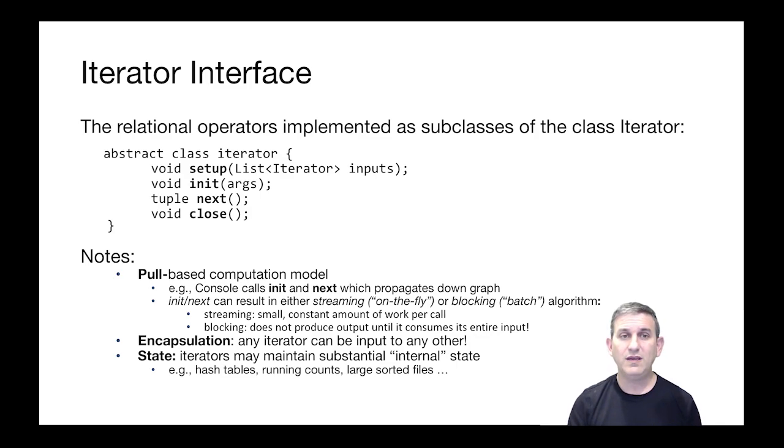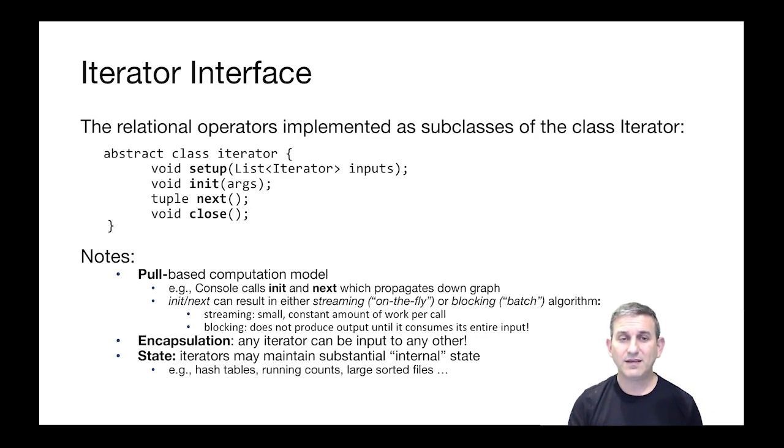The next three methods are the ones that define the implementation of the iterator, and they're specific to each operator that we're going to implement. Init, or initialize, is the thing that sets up any state that we're going to need while running the iterator. Next is a method that returns a single tuple from that iterator. And when you say next, you eventually iterate through all the tuples that will be produced by that operator, hence the name iterator. And then the close method closes the iterator.